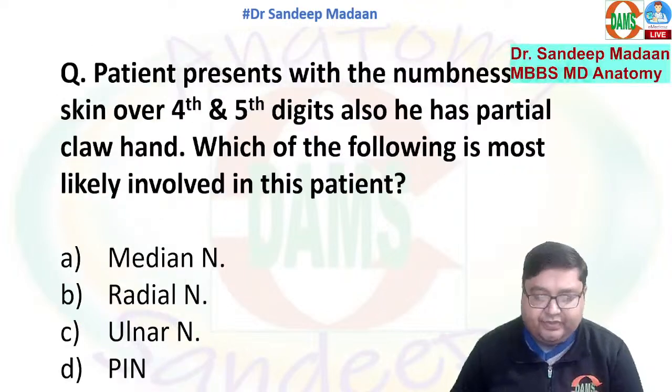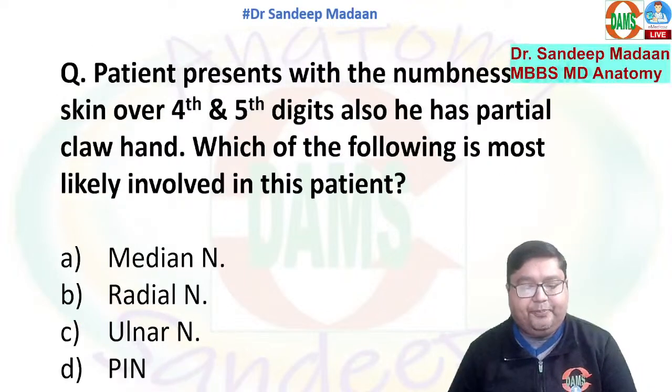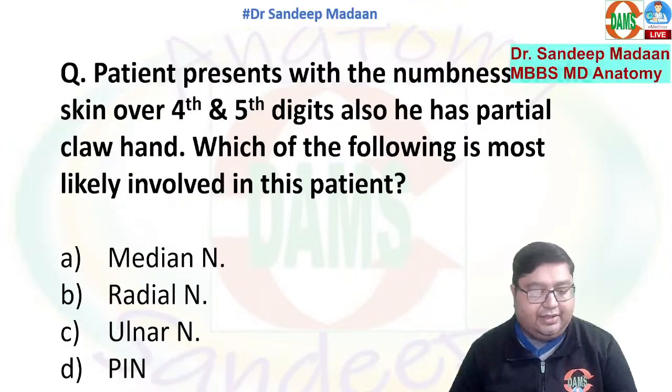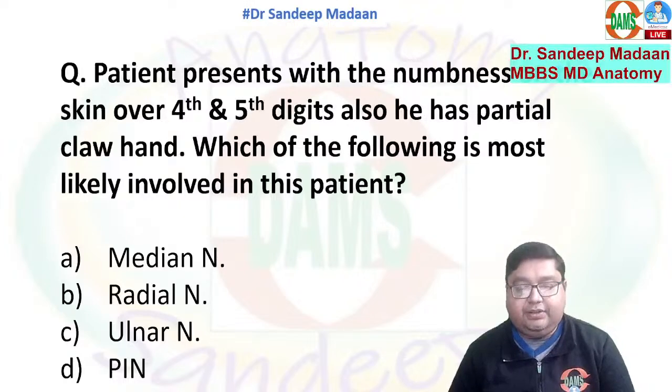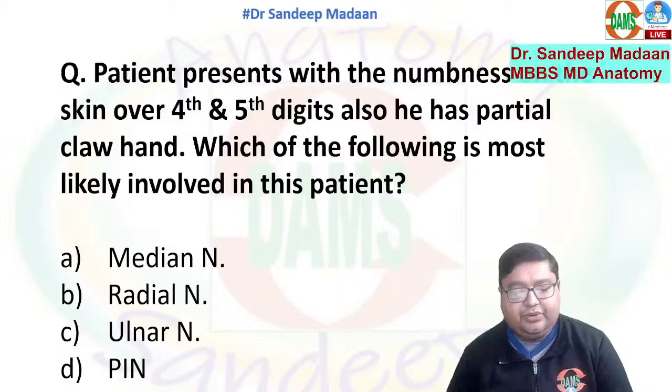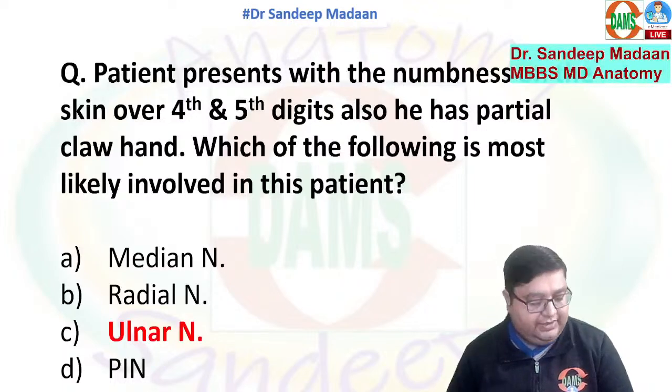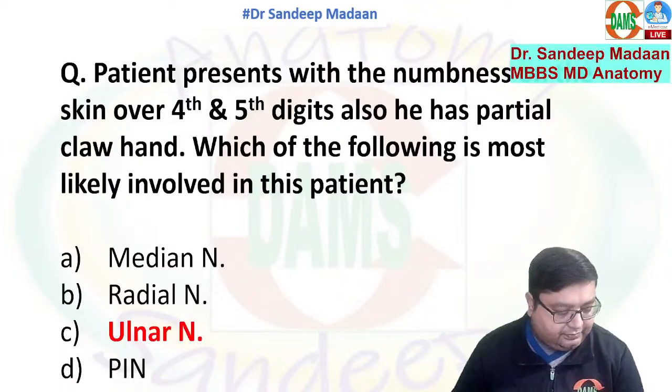All right. Now this question, the patient presenting with the numbness on the fourth and the fifth finger, okay, at the same time partial claw hand is also there, so we know answer is ulnar nerve.